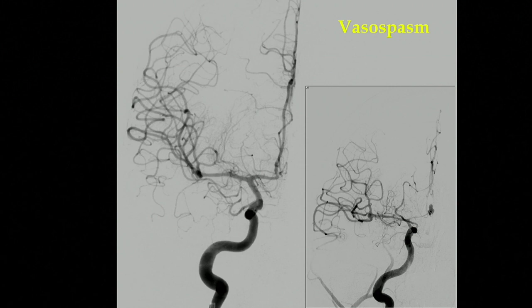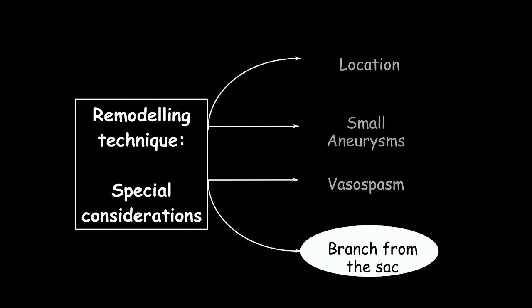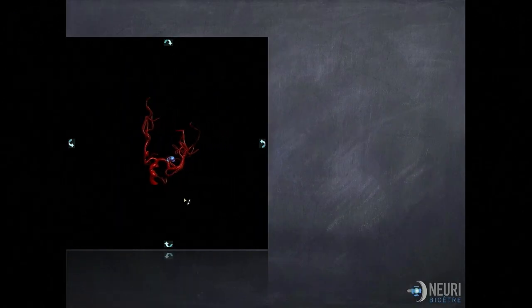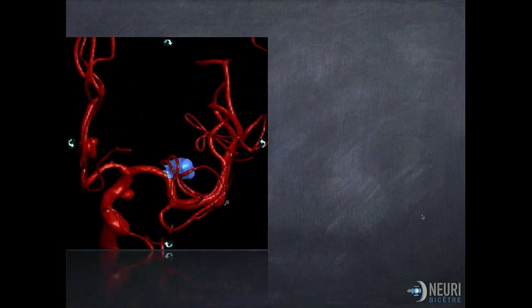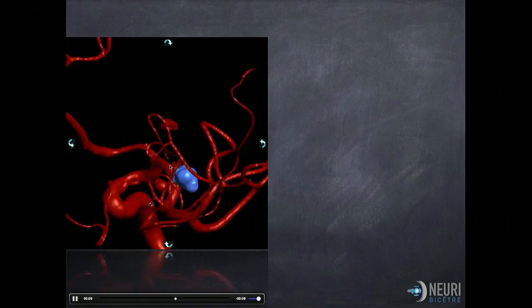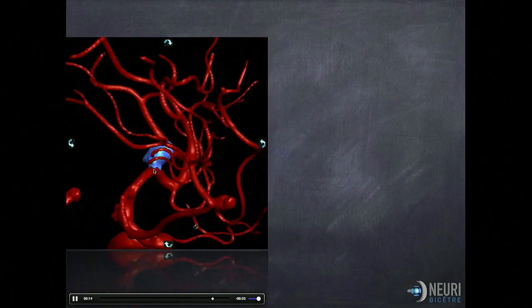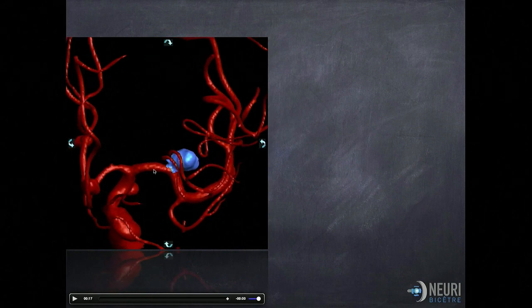A branch from the sac is something you can manage as well for aneurysms. This is an MCA aneurysm. It's a difficult anatomy because you have the two lenticulostriate arteries which are arising from the neck of this aneurysm. So this patient was treated more than 10 years ago during the live case. Honestly, today we would manage that in a different way. But at that time, we managed with balloon.